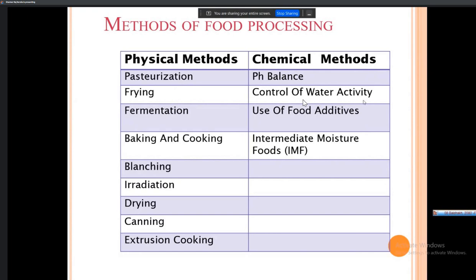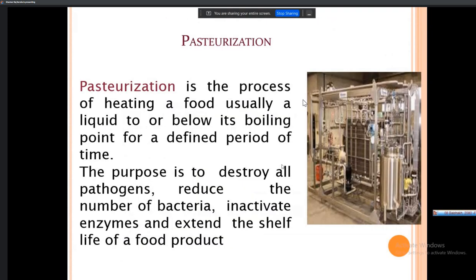Then in chemical methods, you maintain the pH balance, the control of water activity, and the use of food additives, then intermediate moisture food (IMF) preparation, the moisture reduction. They are under the chemical method. So let's go one by one, starting from pasteurization.